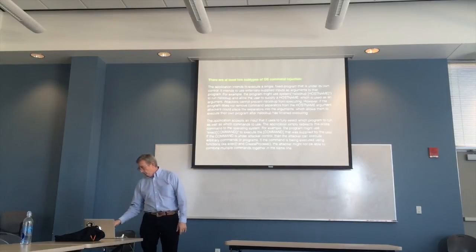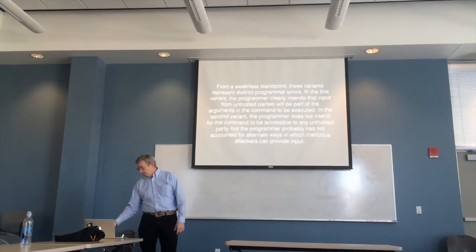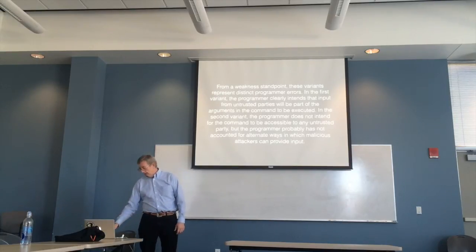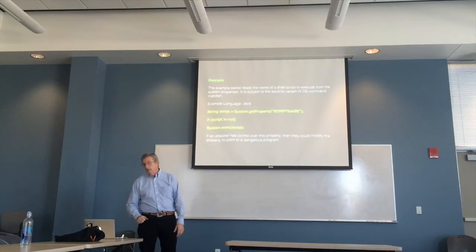I have an example right after this slide. From a weakness standpoint, these variants represent distinct programmer errors. In the first variant, the programmer clearly intends that input from untrusted parties will be part of the arguments in the command to be executed. In the second, the programmer does not intend for the command to be accessible to any untrusted party, but the programmer probably has not accounted for alternate ways in which malicious attackers can provide input. Again, this is an injection vulnerability.